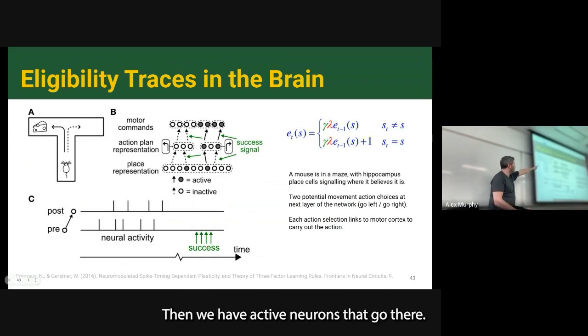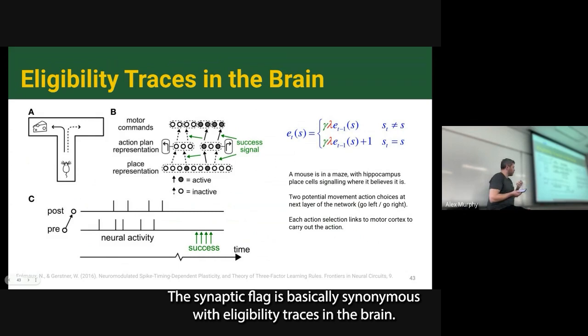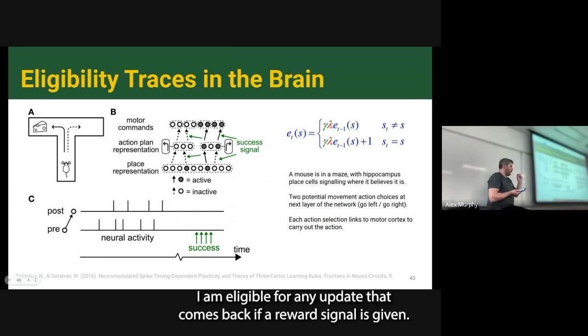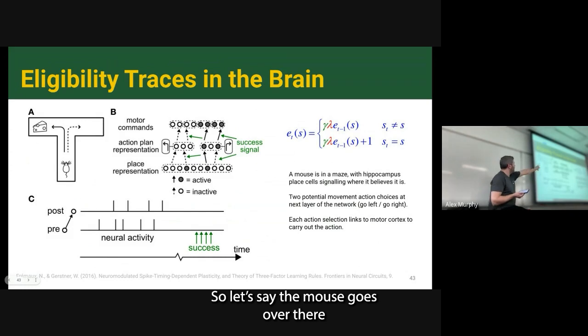Then we have active neurons that go there. So the concurrent activation of both sets up what's called a synaptic flag. The synaptic flag is basically synonymous with eligibility traces in the brain. It basically says, because both of these neurons were active at this moment, I am eligible for any update that comes back if a reward signal is given. So let's say the mouse goes over to B, doesn't find cheese, and therefore there's no success signal by going right. And then it resets, or goes back to the beginning again, and that's it.